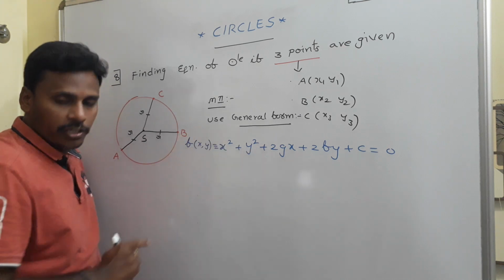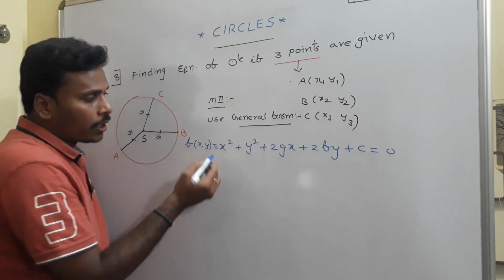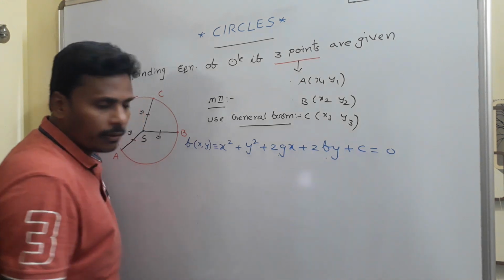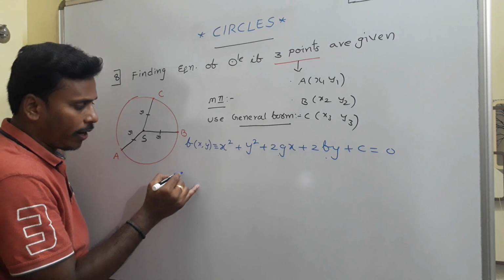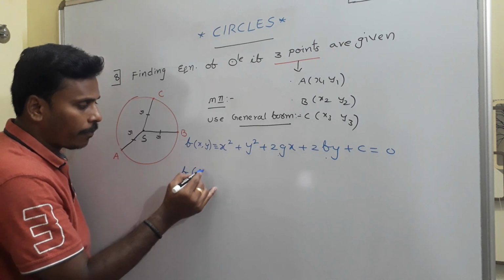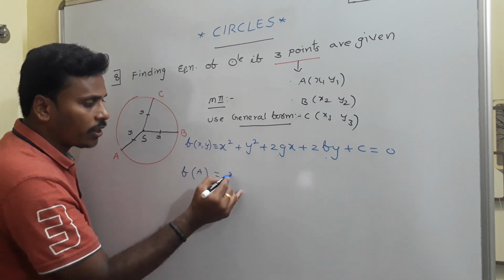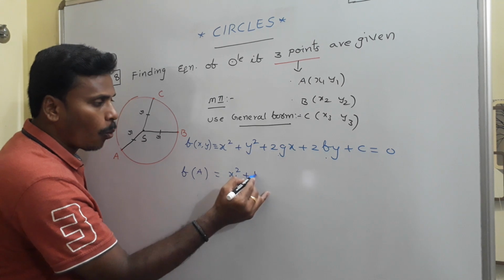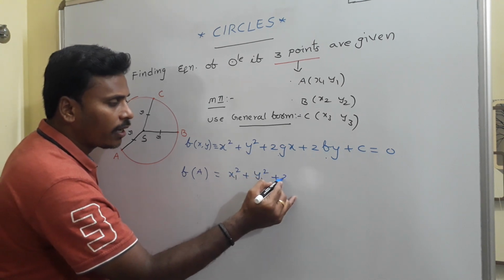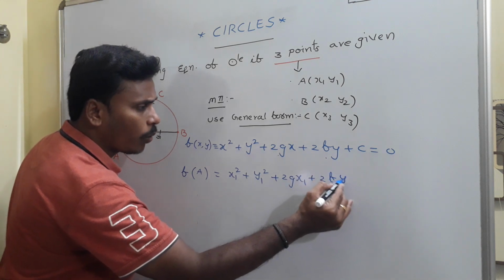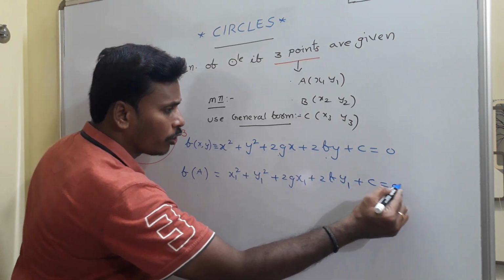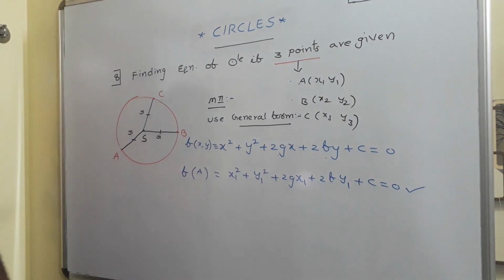This is the circle equation, general form. We don't know g, f and c. To find this g, f and c, use three points. Initially f of A, that means replace x with the x coordinate, y with the y coordinate. So x1 square plus 2g x1 plus 2f y1 plus c is equal to 0. Just think about it, everybody. Just write the first point in the circle equation.